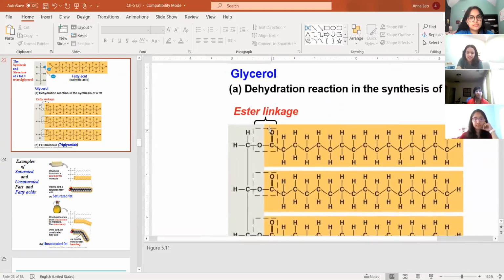So this is the carbonyl group. Why is there a carbonyl group here? It was originally carboxyl, right? So okay, yeah, because of the dehydration synthesis. It was COOH, so we took away the H as well as the two O's. Okay. So then we form the ester linkage.